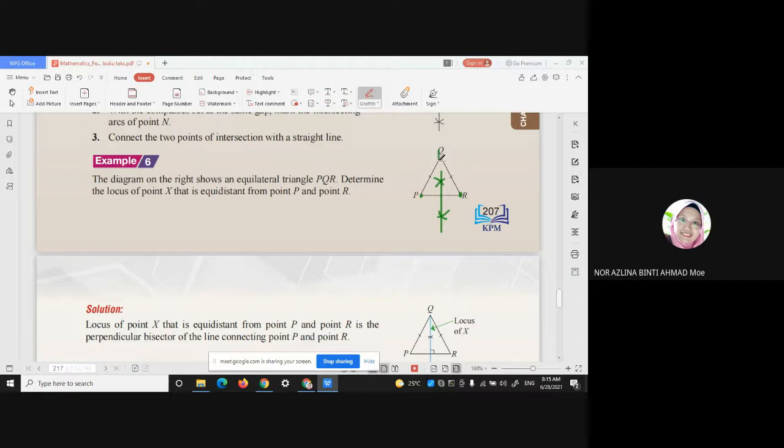What is the name of the locus? Locus of X. Actually, I wanted to extend it to point Q, I made a mistake. So that is the vertical line, and the name is locus of X.